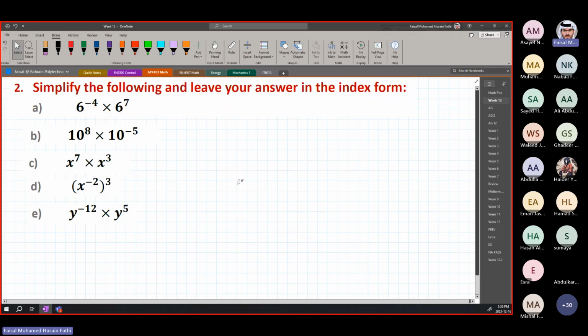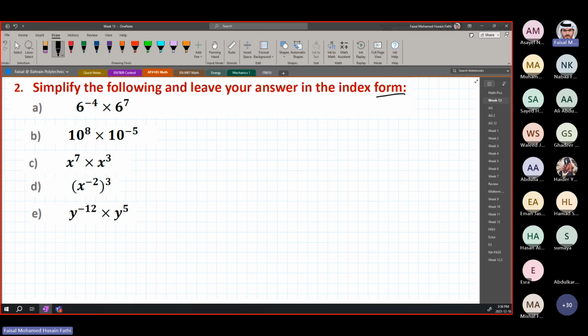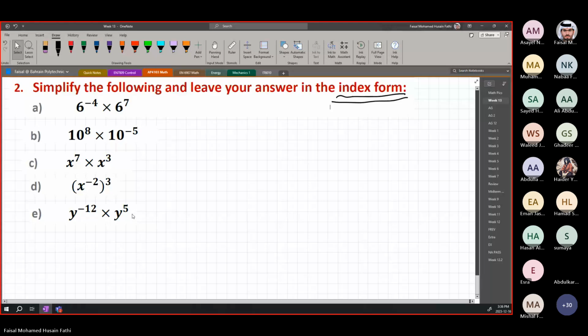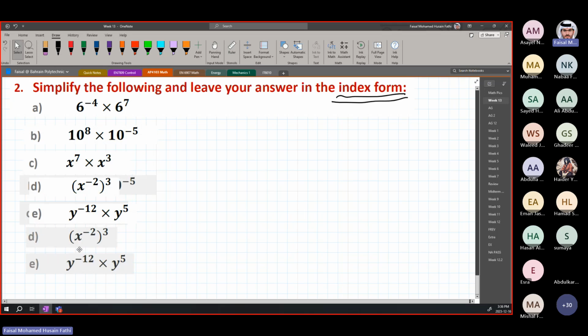Okay, simplify the following and leave your answer in the index form. Index form means we don't need to find actual numbers and calculate. So let's do this one by one. Just a second. Let me move all of these a bit down.